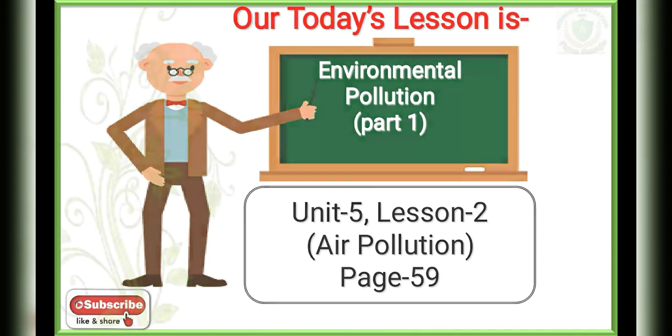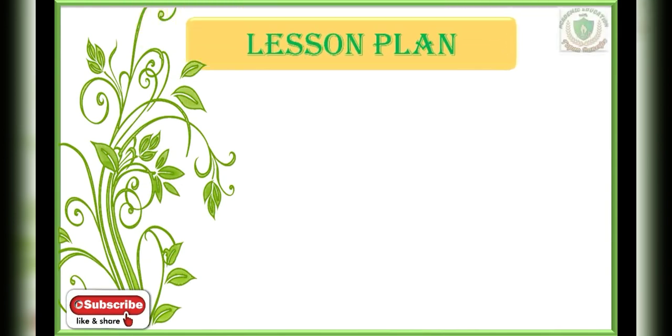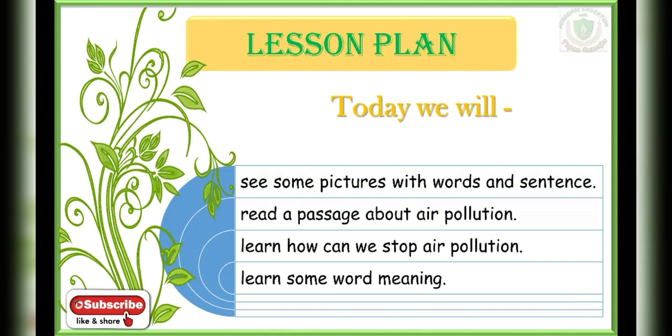So let's see some pictures and words. Before going to our class, let's make a lesson plan. As we usually do, what are we going to learn today? Today we will see some pictures with words and sentences, read a passage about air pollution, learn how we can stop air pollution, and learn some word meanings. These are the tasks we are going to do today. So, first of all, see some pictures with words and sentences. Let's go and do it.